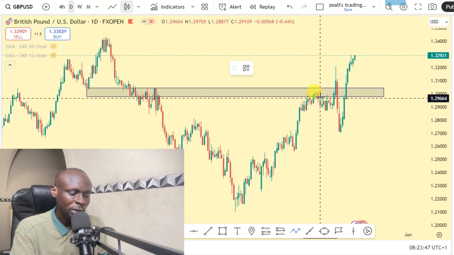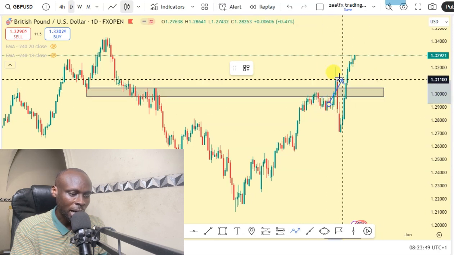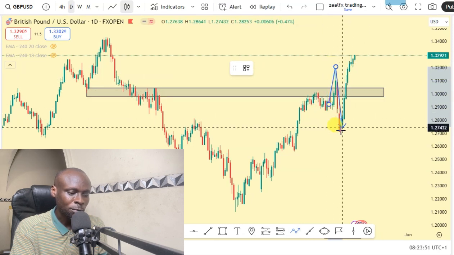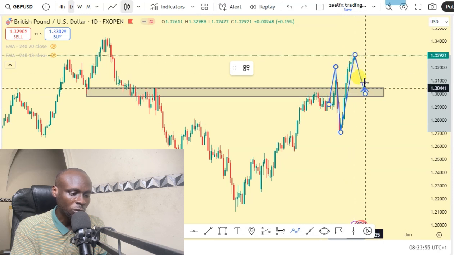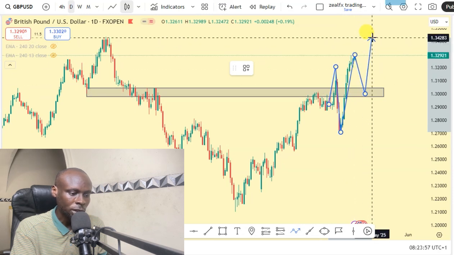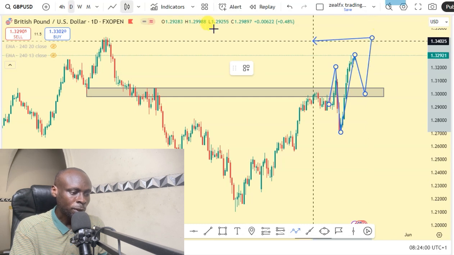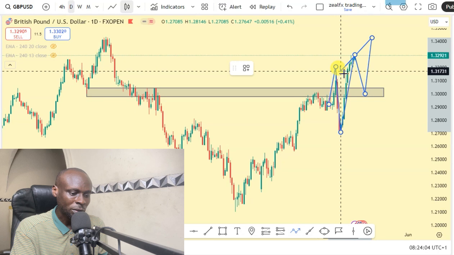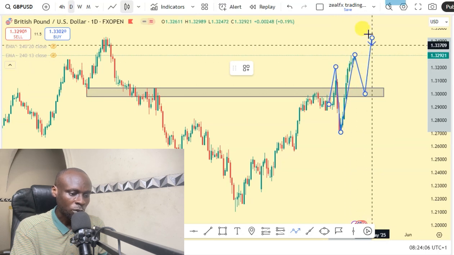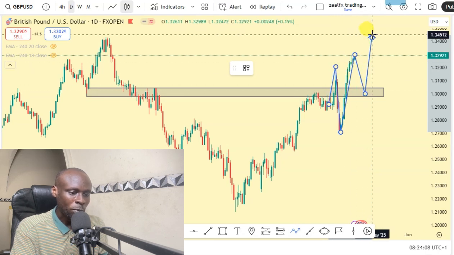Last week we said we expect the British Pound USD to break above this high, and price broke above that particular high. This week we expect price to retest this zone before we look out for a possible buying opportunity for the British Pound USD. It needs to complete this structure, so long as price breaks this high, so we expect price to move back to this zone for us to look for our possible buying opportunity.